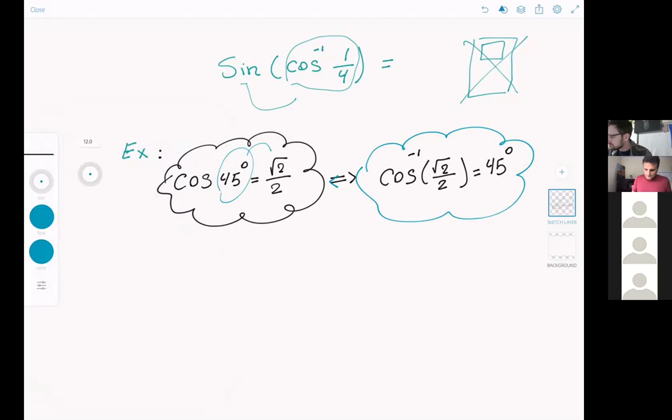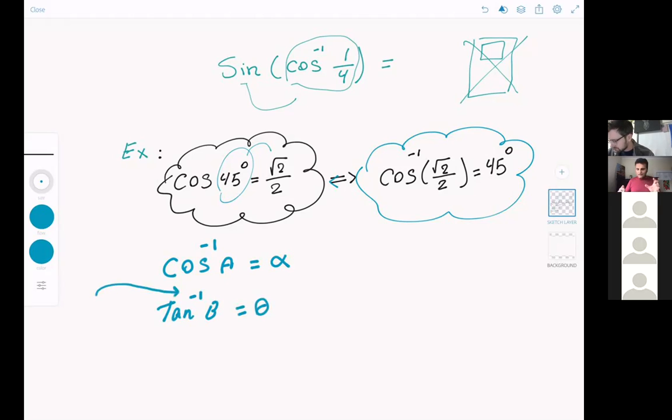So to make this story short, we learned that the cosine inverse of a number, like I would say A, the output of inverse will be an angle. So tangent inverse of, for example, B will be theta. Anytime you use inverse, the output will be an angle inside of the unit circle. Good? So we have that knowledge.